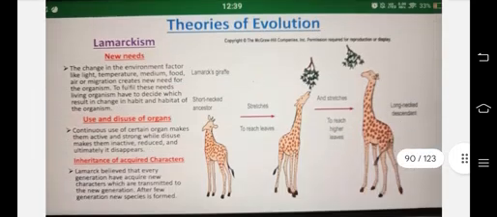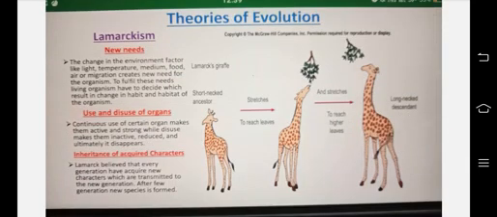Theories of evolution: Lamarckism, new needs. Changes in environmental factors like light, temperature, medium, food, air, or migration create new needs for the organism. To fulfill these needs, living organisms have to make efforts, which result in changes in the organism's habits and habitat. Lamarck's giraffe: a short-necked ancestor stretches to reach leaves, and stretches to reach higher leaves, giving a long-necked descendant.